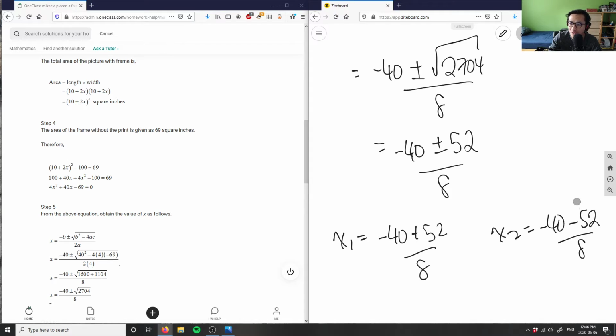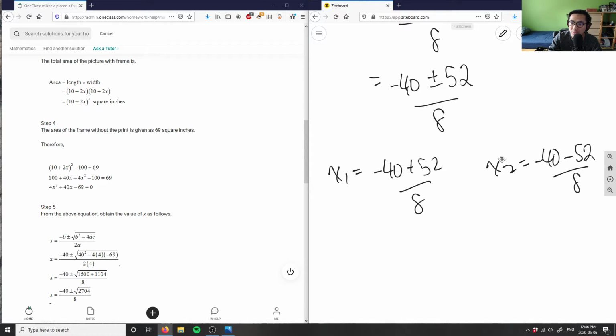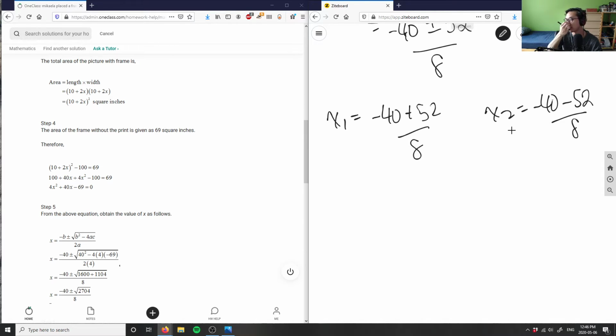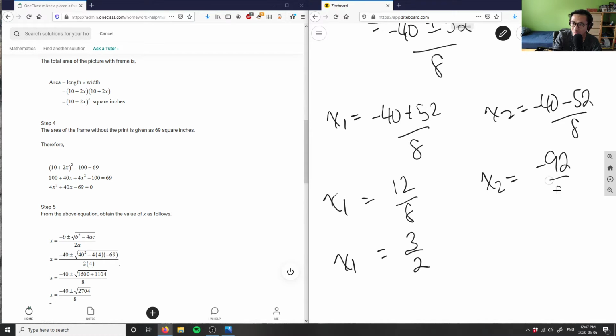So again, I'm just breaking up this plus or minus part for you as well. And if I solve for x1 here, negative 40 plus 52 would give me 12 over 8, which is simply 3 over 2, right? I could divide the numerator and denominator by 4 to get 3 over 2. x2 would equal negative 40 minus 52, which is negative 92 over 8, and this would equal negative 23 over 2 here.